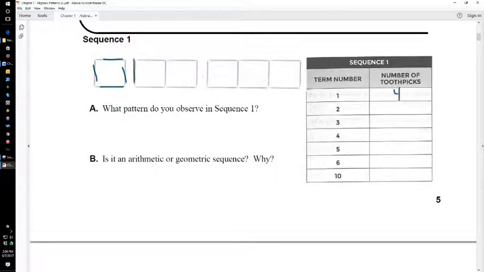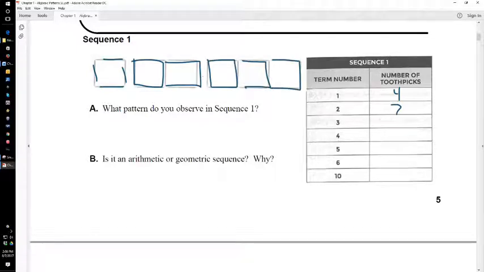The second term has 1, 2, 3, 4, 5, 6, 7 toothpicks. The third one has 1, 2, 3, 4, 5, 6, 7, 8, 9, 10 toothpicks. And so what pattern do you observe going on? Pause if you want to take a second to look at it. But basically what's going on is we are adding 3. 4, 5, 6, 7, 8, 9, 10.